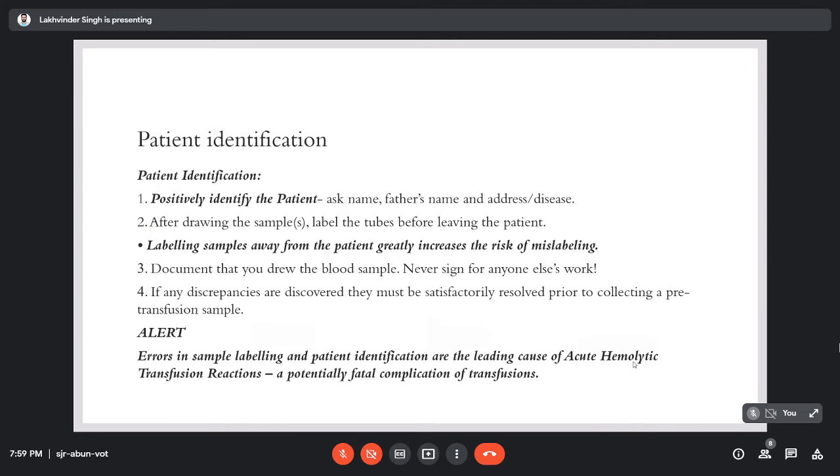And then you have to document that you have drawn the blood sample. If any discrepancy is discovered, it must be satisfactorily resolved prior to collecting a pre-transfusion sample. It's very important, so I'm repeating, errors in sample labeling and patient identification are the leading cause of acute hemolytic transfusion reaction, and it is totally preventable, and it's a potentially fatal complication. So we have to be very careful about this.